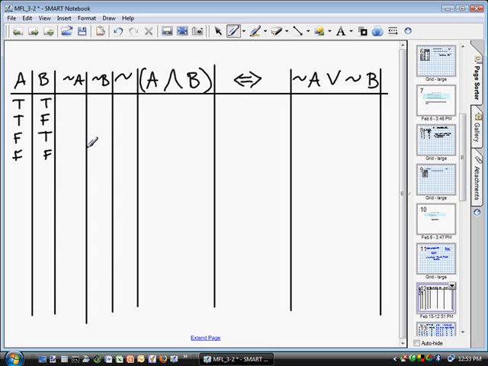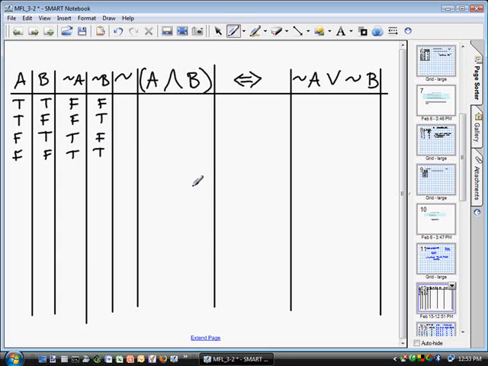All right? So if that's what A and B are, then what's not A? Well, it's just the opposite of the A column. And what's the opposite of the A column? Instead of a true, we have a false. Another true, that's a false. Another false, that's a true. And what's the opposite of the B column? You see what I'm doing? Just using the opposite rule.